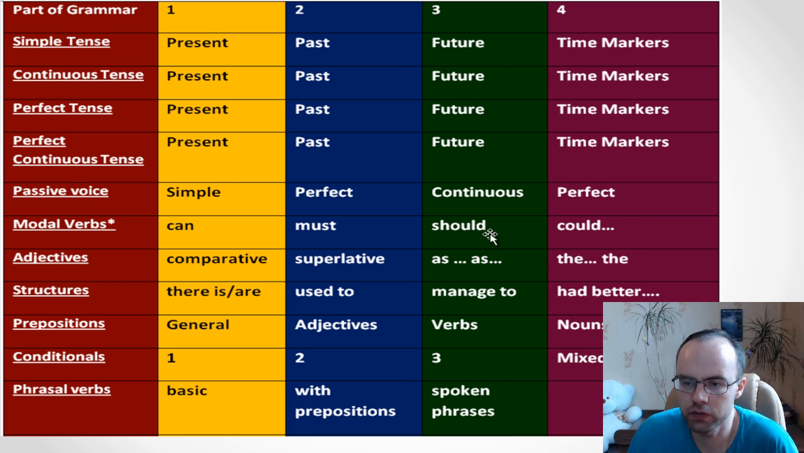There are other modal verbs, but you need to start with these, and you also need to be able to say something in the past using these modal verbs. For example, you should have done it yesterday. So you need a perfect infinitive after should and some other modal verbs. You also need to know it, because it's so easy to make a mistake.